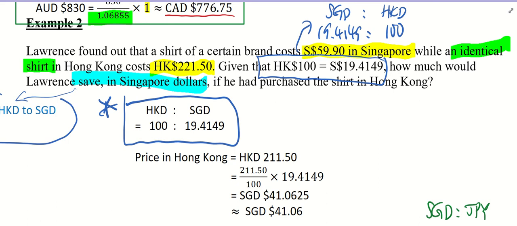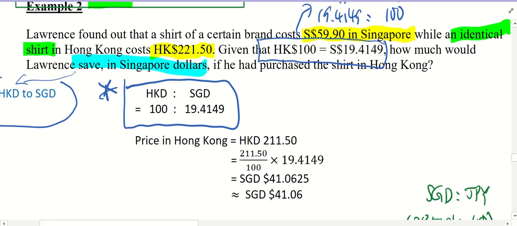We have Hong Kong dollars 221.50 as the price. So in the ratio, we know that 221.50 is represented by 100 units, and we're interested in converting to Sing dollars, 19.4149 units. So I'll just take the price divided by 100 units times 19.4149. And I round off later, finally to the nearest cent.